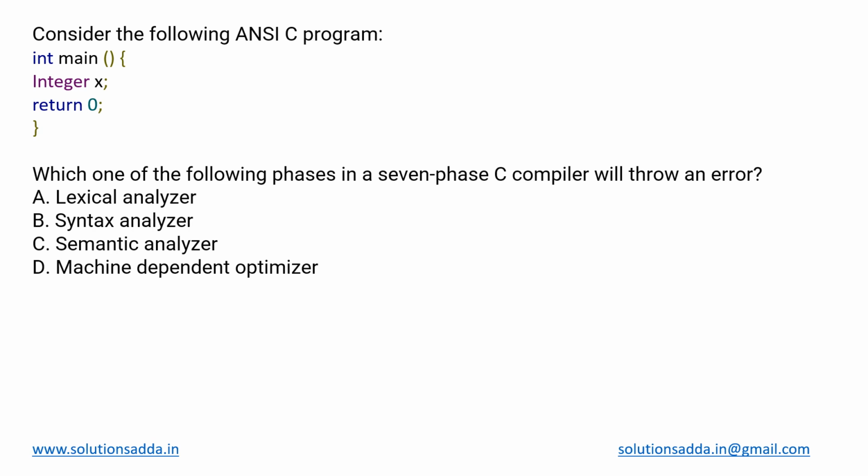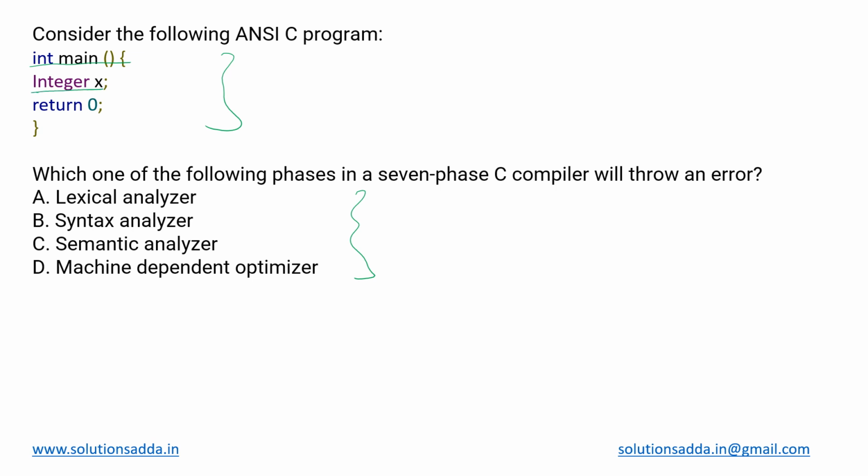This is a compiler design question. We have been given this C code and we have to answer which of these phases in a compiler will throw an error for this code. Looking at the first line, int main, there is no error in this. It is as per the standards which actually exist there.